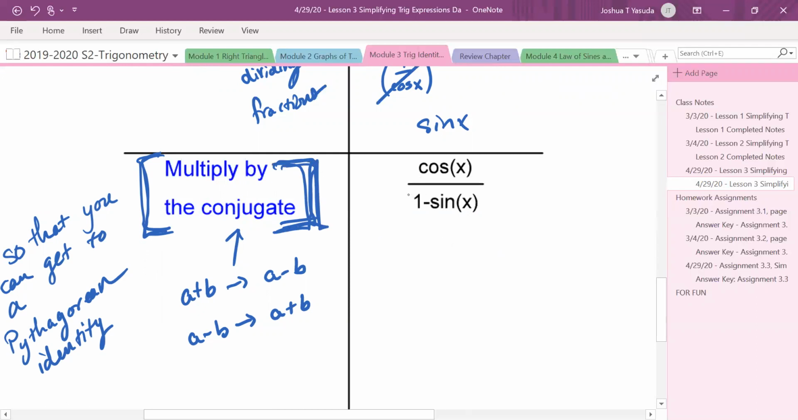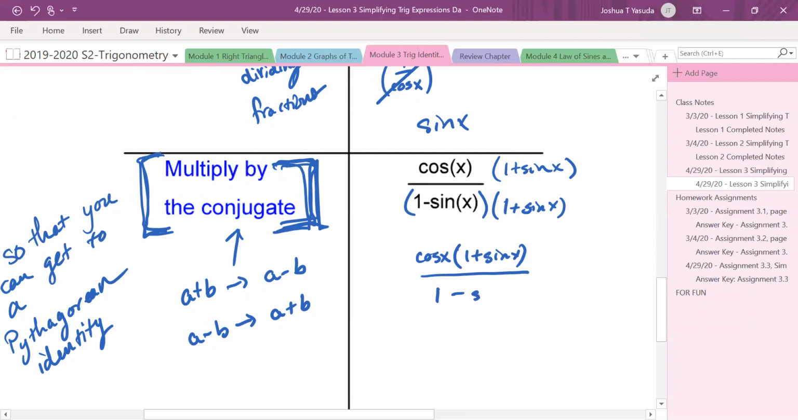But let me show you. So multiply by the conjugate: what you do to the bottom you have to do to the top, so 1 plus sine of x. On top, we would get cosine, and I'm not going to distribute because sometimes that clutters up the problem. I'm just going to write cosine times 1 plus sine of x over, and then if you multiply this out, 1 times 1 is 1. You get a plus sine x and a minus sine x. Those would cancel, and then minus sine squared.